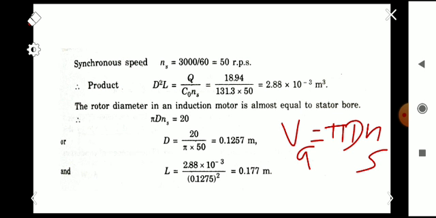Okay, so that's about the problem. I hope all of you understand how we can separate the value of D and L from this peripheral speed equation.